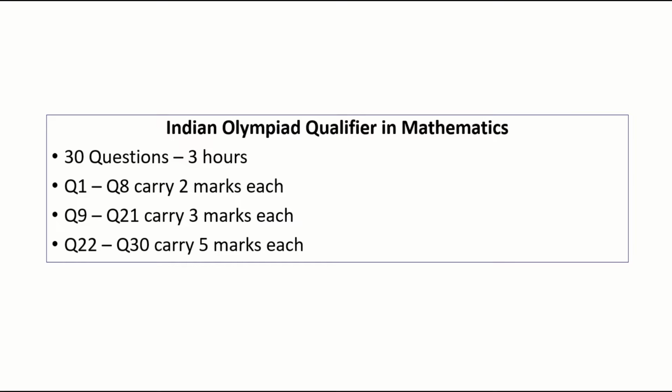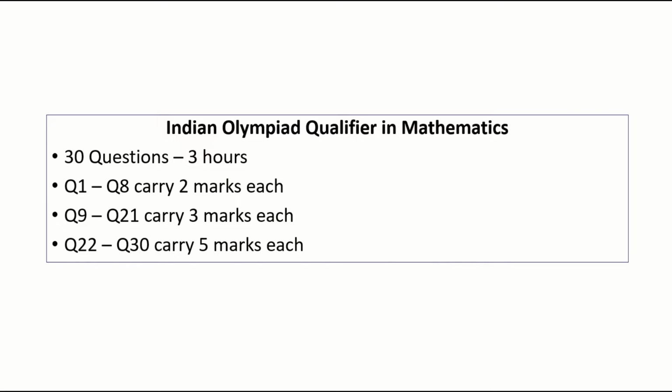This happens in stages for qualification of the Indian Olympiad. The first level is IOQM. After that, some more levels are there. When I solve those problems, we'll go and understand those. So this paper will have 30 questions, all multiple choice questions, and 3 hours of time.